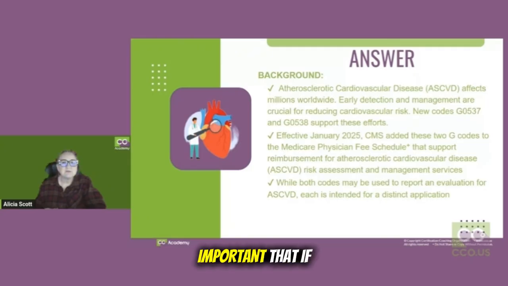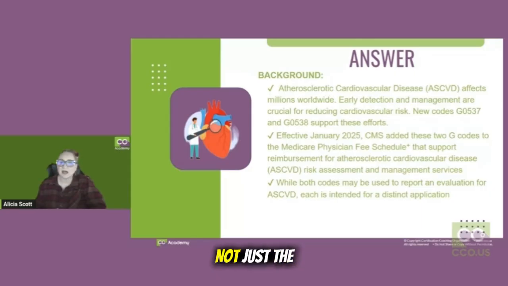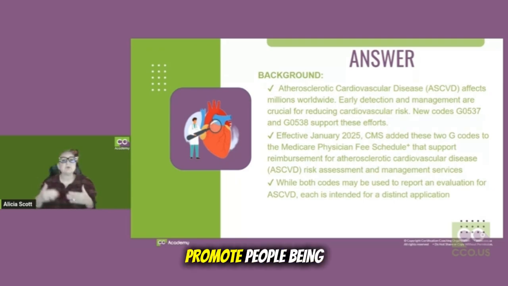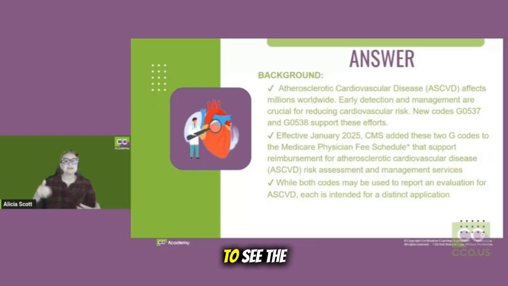But it's really important that if you do have this, we have early detection, because this particular diagnosis can wear on the rest of the body, not just the heart. And so the idea is, how do we promote people being tested for ASCVD early? And again, this is the reason these type of codes and this thought process for plan of care comes about, because of the coding that we've done for years that allows us to see the long-term process of a disease.